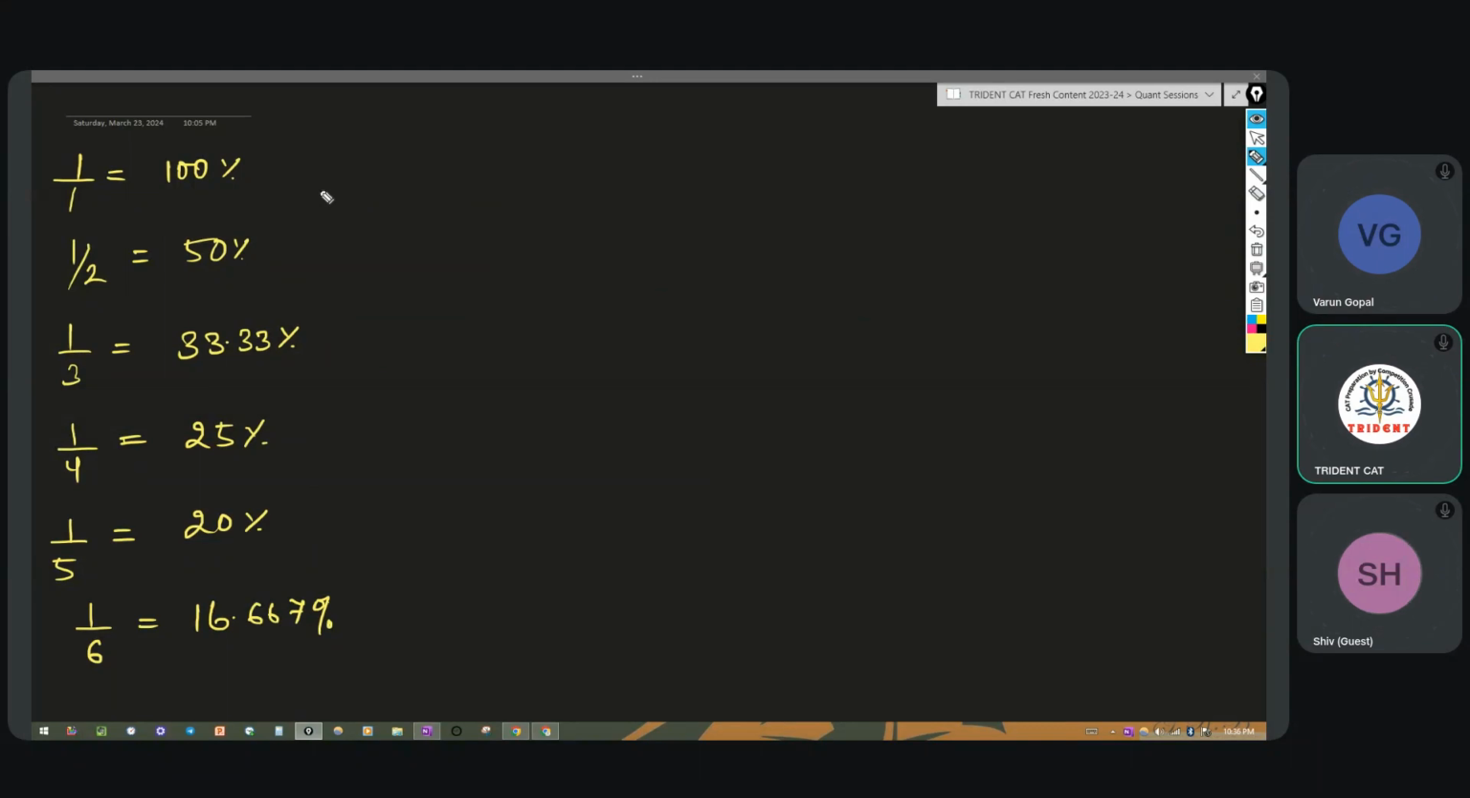So 1 by 1 is 100%, 1 by 2 is 50%, 1 by 3 is 33.33%, 1 by 4 is 25%, 1 by 5 is 20%, 1 by 6 is 16.6667%. Couple of numbers that you need to pay attention to. 1 upon 7, this is something that students remember very well. So that is 14.28%.